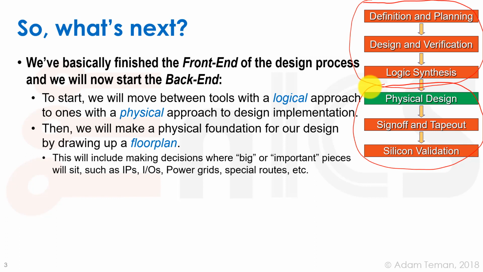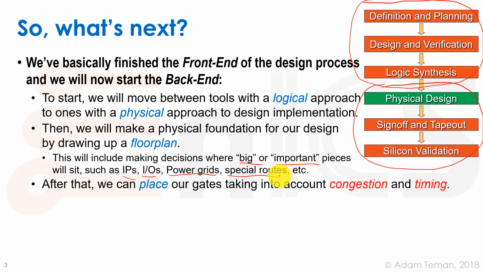So the first thing we do is we'll draw up a floor plan. This will include making what we call big decisions or important pieces. We'll decide where they are, such as the IPs that we have, the different input-output circuits, the power grids, the special routes, and etc. After that, we can go and we can place our gates. When we say placement, we're talking about placing the whole sea of standard cells, the whole set of these Lego pieces that we have in a big box, different AND gates and NAND gates and so forth. And when we do that, we have to take into consideration two things: congestion and timing.